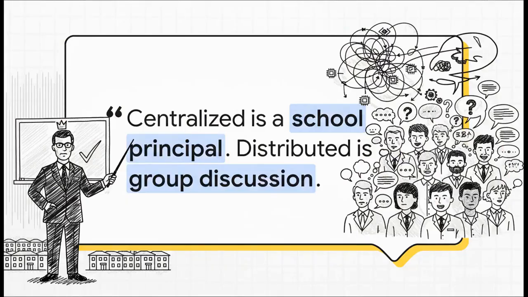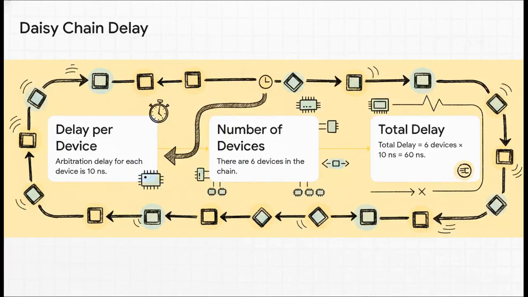Here's a fun way to think about it. Centralized is like a strict school principal who decides absolutely everything. Distributed, well, that's more like a chaotic group project discussion where everyone is trying to talk over each other to finally reach a decision.